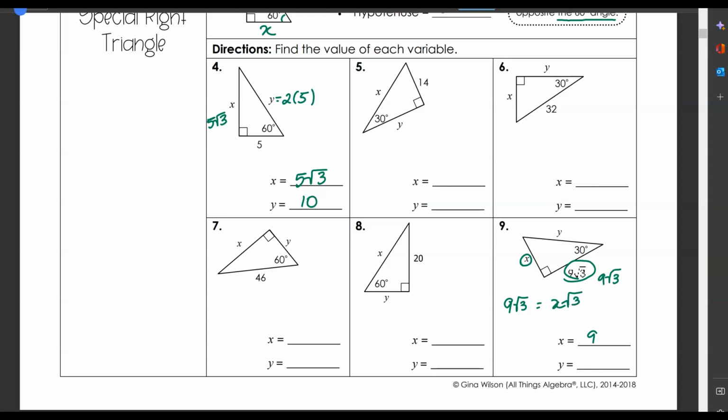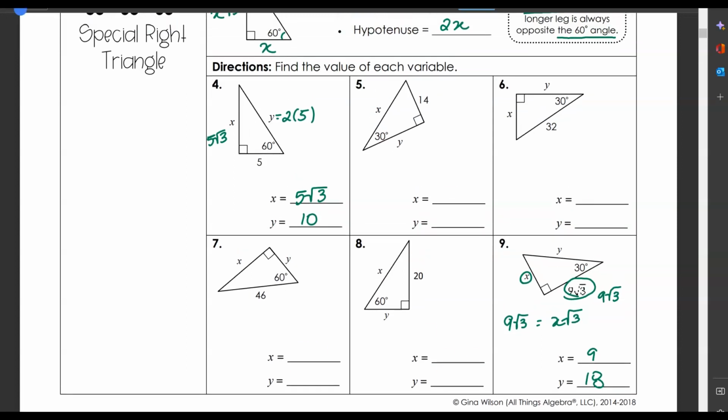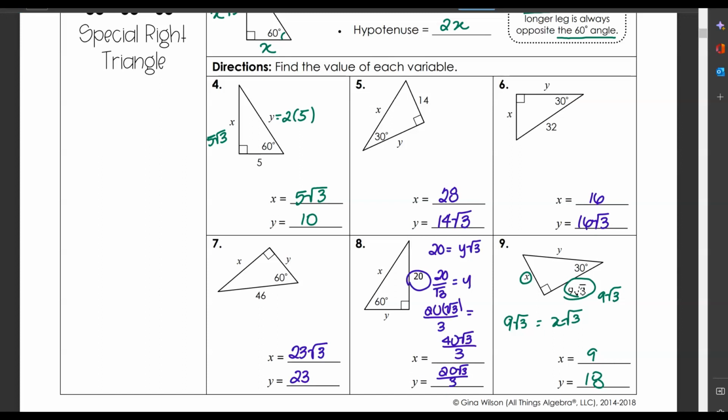And so that tells me that the hypotenuse is just going to be 2 times the x value, which is going to give me 18. Okay. All right, try 5, 6, 7, 8 on your own. All right, so I'm hoping you're finding this a little bit straightforward here.